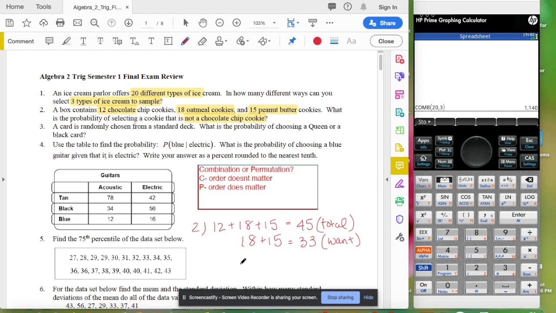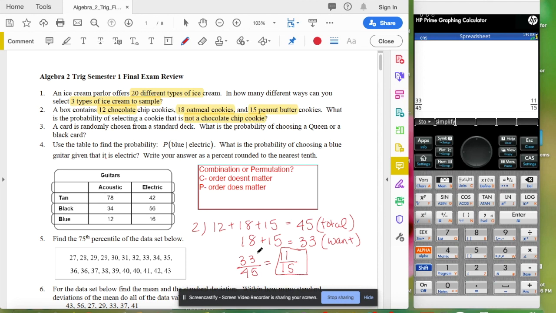So what you're going to do is put what you want over what you have, and simplify that down. If you're in the CAS mode of your calculator, you can enter that in, and I believe it'll simplify it for you. And it does. So, in conclusion, 11 out of 15 is our probability of not picking a chocolate chip cookie.